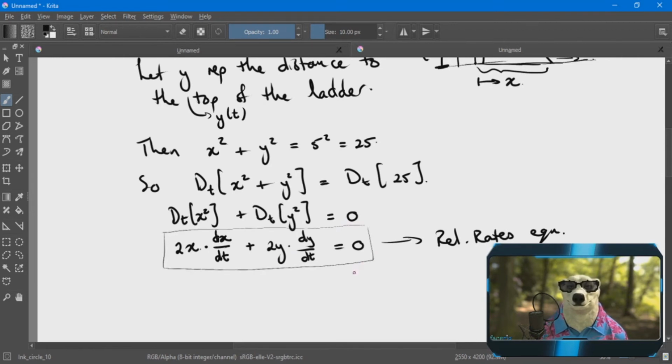Now I like to just now look back at the question and say, okay, what did I know? What was I given? Because I can only have one unknown in this equation.